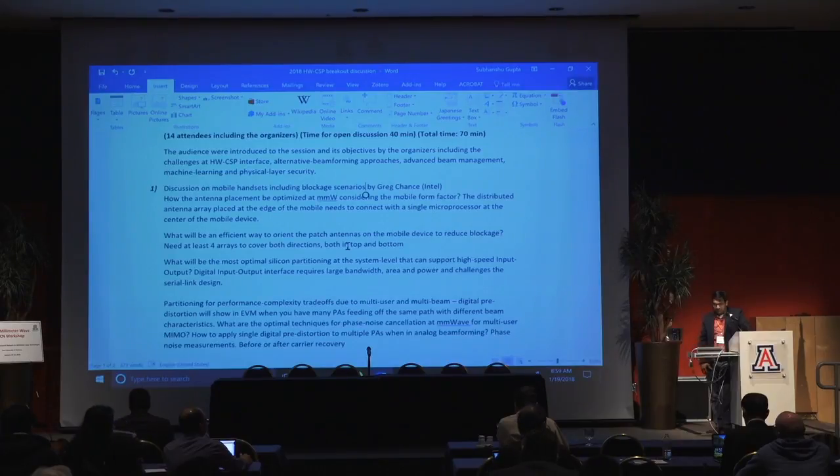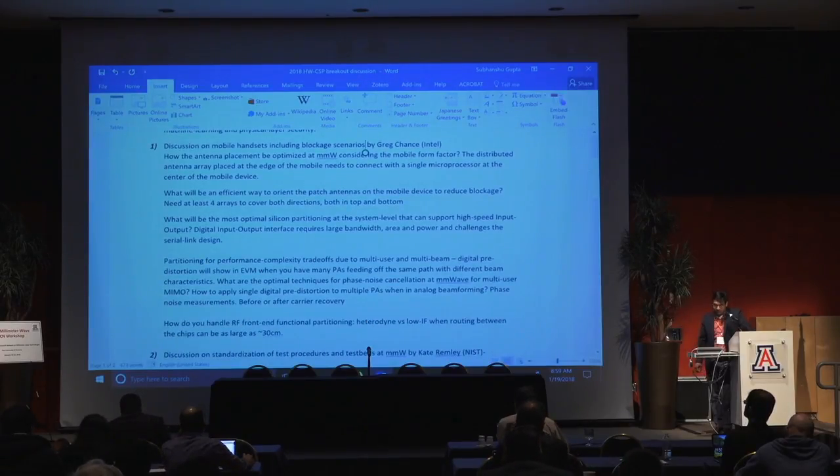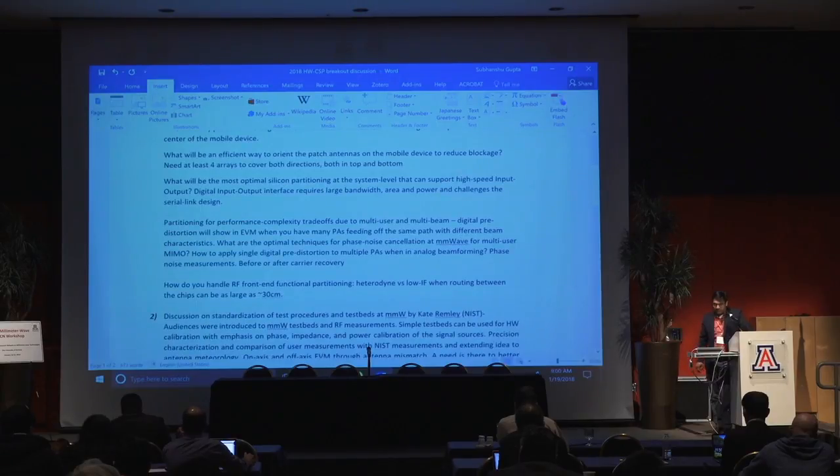So there was a discussion about what would be an efficient way to orient these patch antennas to reduce blockage. The viewpoint was that it needs at least around 4 arrays to cover both directions. There was also discussion on optimal silicon partitioning at the system level, which can support high-speed input-output. What it means is essentially how you partition the RF, the IF, the baseband and the microprocessor, and what would be an optimal scheme for functional partitioning.